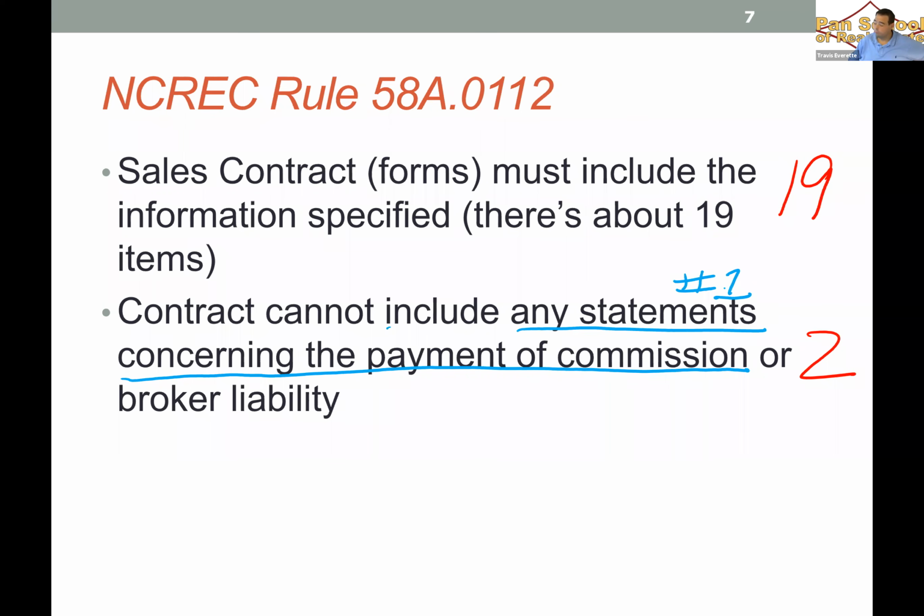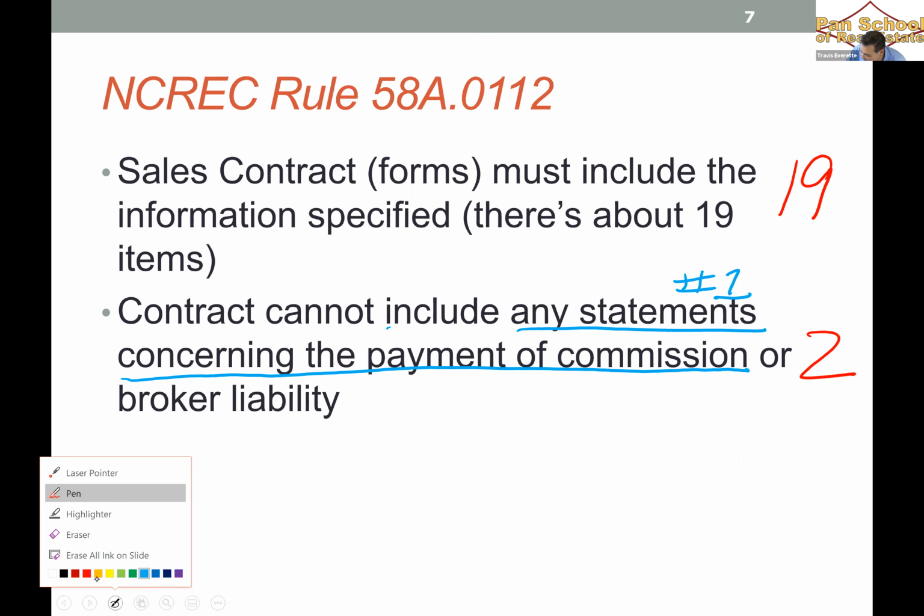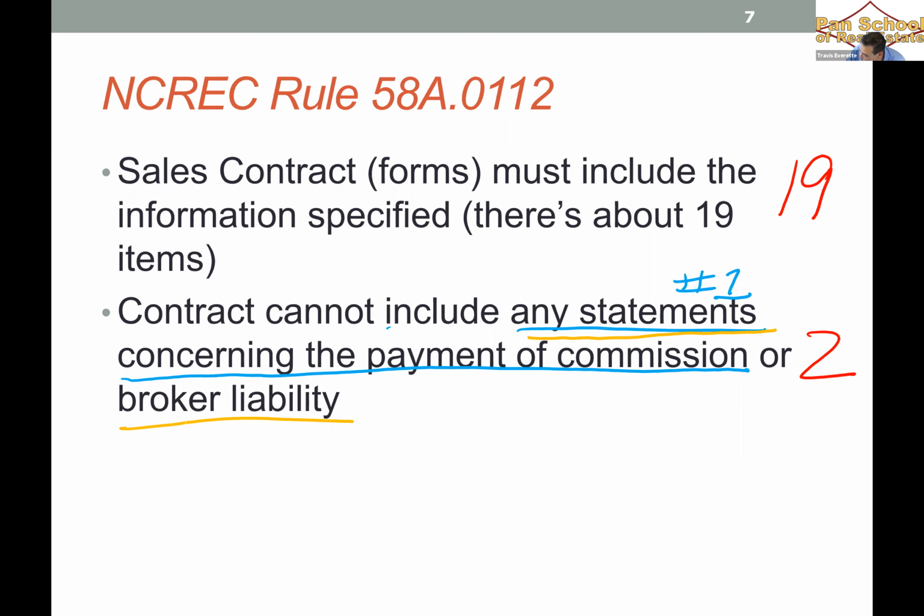So we are completely forbidden from putting our commission in the sales contract between the buyer and the seller. Is everybody all right with that statement? That's the first thing that cannot show up in there. The second thing that cannot show up in there is any statement about broker liability. So the blue is number one, the orange is number two.